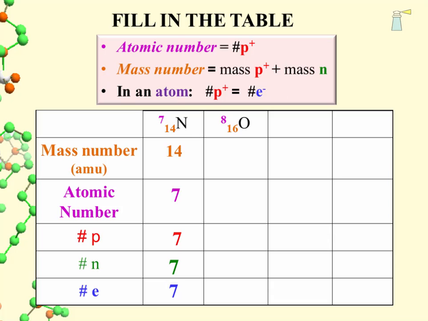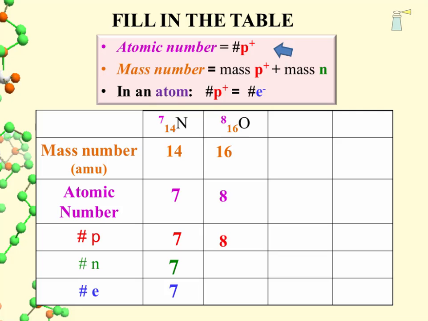This one is oxygen. Beginning with its mass number, we can use its definition and its subscript placement next to the element symbol O. Mass number is 16. For atomic number, we can use its definition and its superscript placement next to the element symbol O, and that's 8. We can get the number of protons from the definition of atomic number and is also 8.